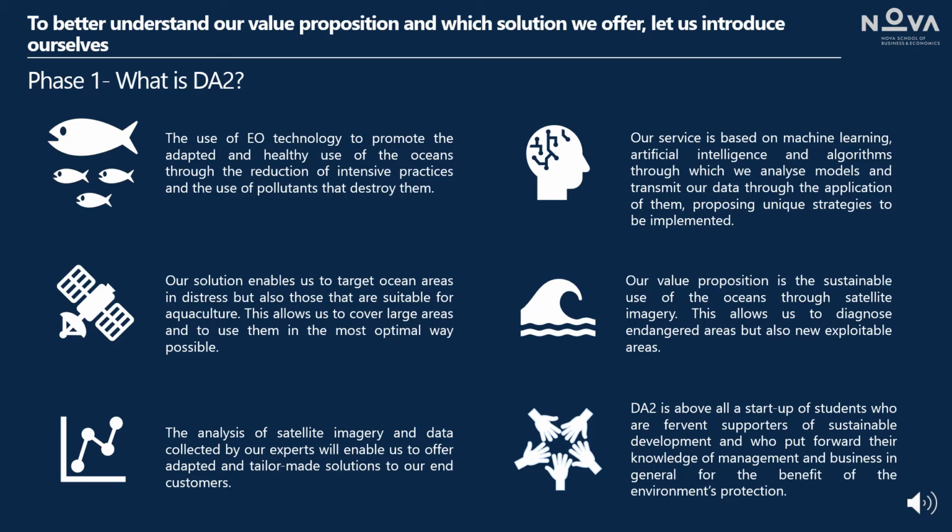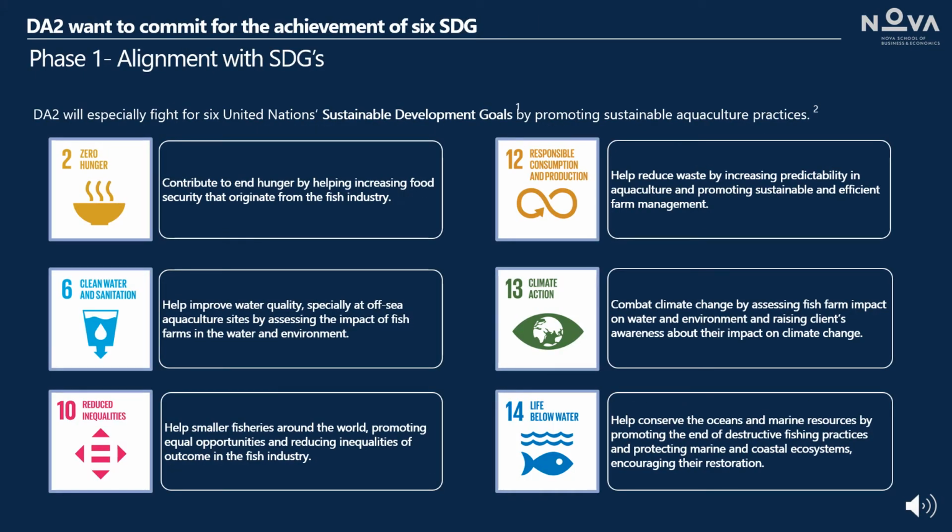and maximize its yield. The DA2 team, through this project, will especially fight for 6 United Nations Sustainable Development Goals by promoting sustainable aquaculture practice. The main objectives of DA2 are SDG 2 Zero Hunger, SDG 6 Clean Water and Sanitation, SDG 10 Reduced Inequalities, SDG 12 Responsible Consumption and Production, SDG 13 Climate Action, and finally SDG 14 Life Below Water.